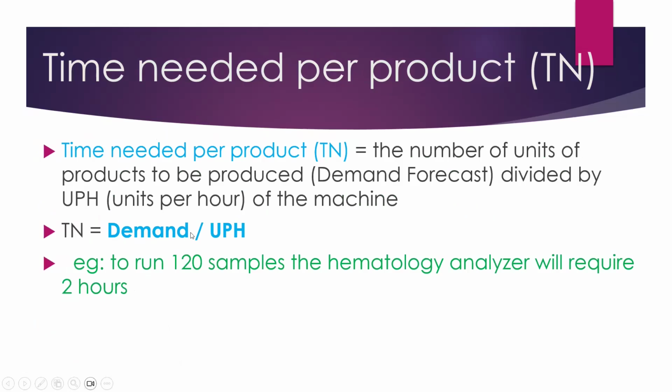Then time needed per product. Time needed per product is equal to the number of units of products to be produced, that is the demand forecast, that is the requirement, divided by the units per hour of the machine. So if we divide the demand by the units per hour, it will give the total time required. For example, to run 120 samples, the hematology analyzer will require 2 hours, because the requirement is 120 samples and units per hour is 60 in the case of the analyzer. So 120 divided by 60 is 2 hours.